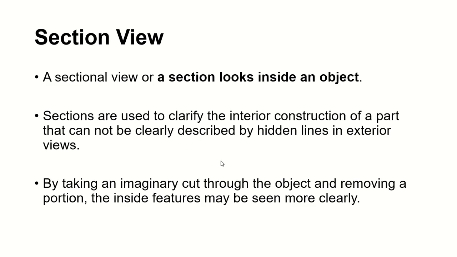So, reiterating the same thing, we've got to cut an object down. When you cut it down, we can see inside. When you see the inside, we call that inside view the section view. So a section looks inside of an object. So why do we have to cut that down like that? Because we want to clarify the interior construction of that part.